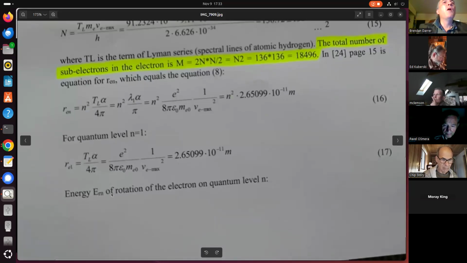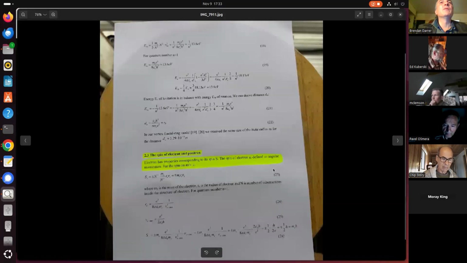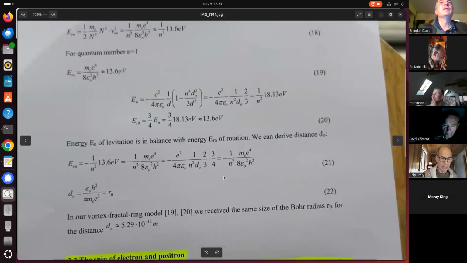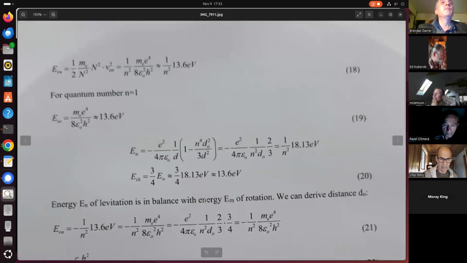Energy Em of rotation of the quanta of the electron on quantum level n. So that's the next one, that's this one at the top. So that's this equation 18. For quantum number n equals 1, we have equations 19 and 20.